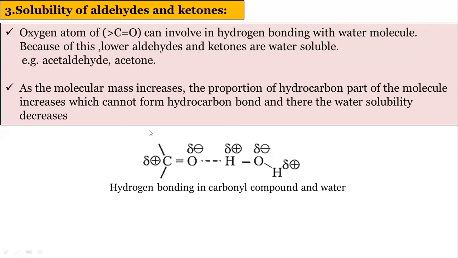So I will explain what is happening if the number of carbons is increasing. As the molecular mass increases, see what will happen. The proportion of the hydrocarbon part of the molecule increases. The proportion of the hydrocarbon part means this R group increases. And if the R group increases, which cannot form hydrogen bonds, therefore water solubility decreases.